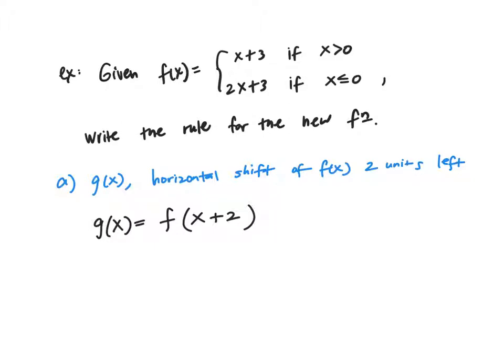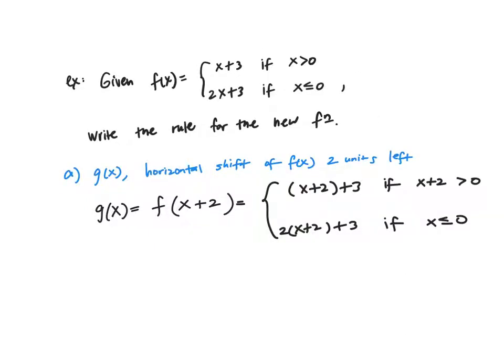And since this is a horizontal transformation, notice that your input has changed. Everywhere you used to see x, both in the rule and in your domain, you're going to have to replace it with x plus 2. So again, your input has changed from x to x plus 2. Everywhere I saw x, now I'm going to substitute x plus 2.